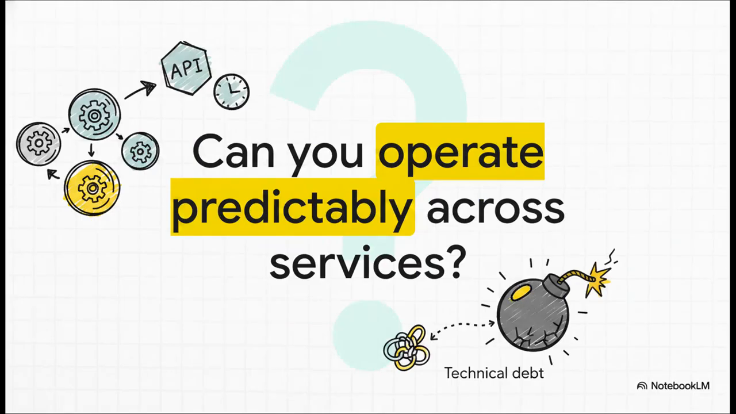So this forces a pretty massive shift in our mindset. The question is no longer just, can the team call the API? The much better and honestly much more critical question you need to ask is, can the team operate this API dependency predictably across services? If the answer is no, you are sitting on a ticking time bomb of technical debt.